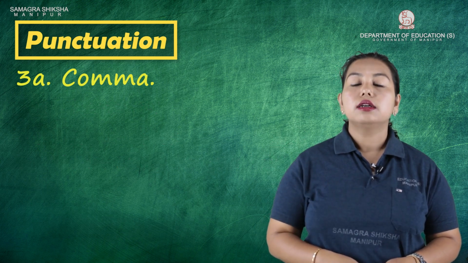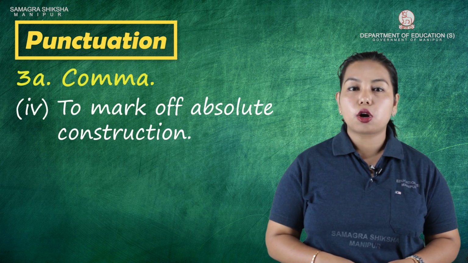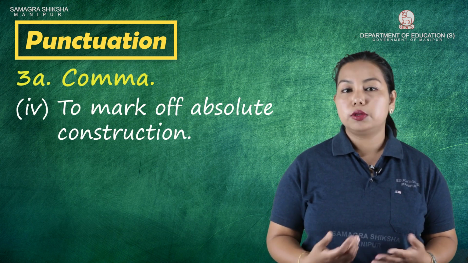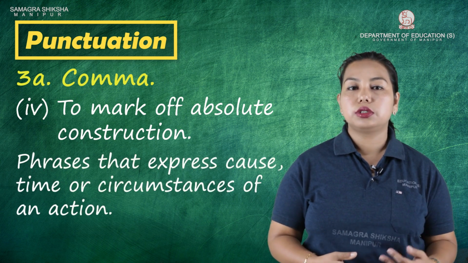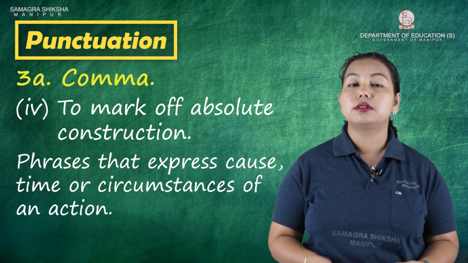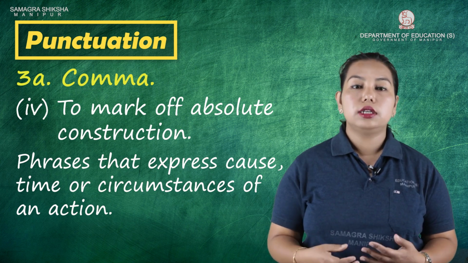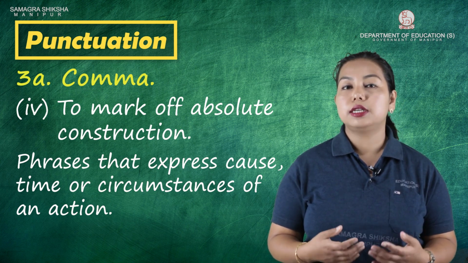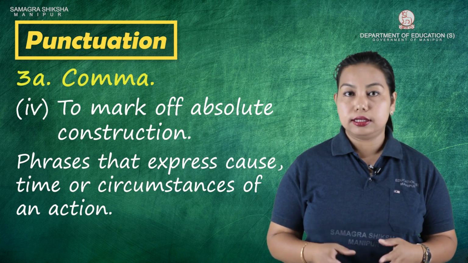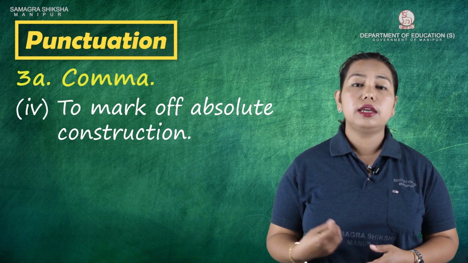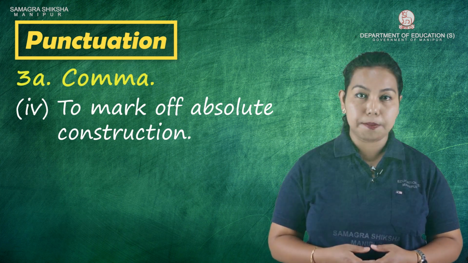Then comma is also used to mark off absolute construction. So let me tell you what is an absolute construction. Absolute constructions are phrases that express cause, time, or circumstances of an action. It is known as an absolute phrase because it has the capacity to modify the whole meaning of the main clause. Let me clarify this with the help of an example.